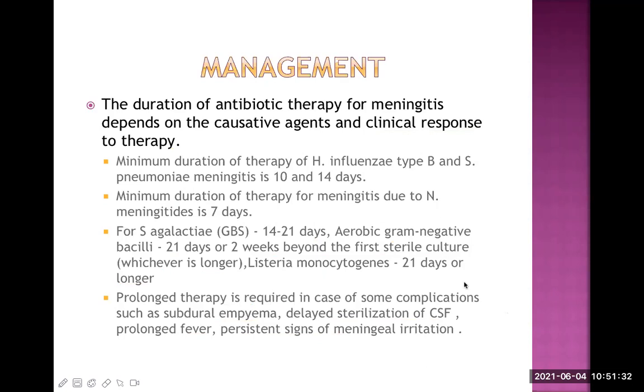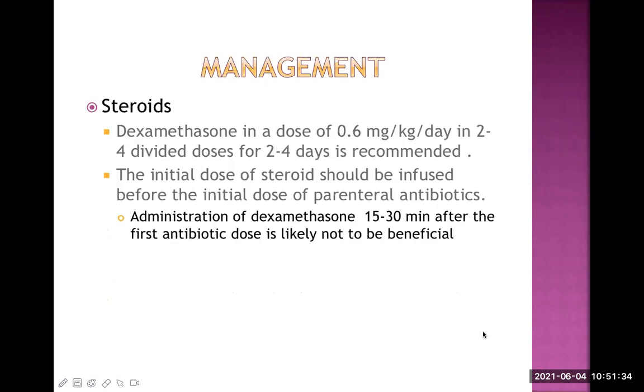Let's move on. Now, what is the role of corticosteroid? Another important point we need to discuss: why corticosteroids are used in the treatment of meningitis. Dexamethasone in a dose of 0.6 milligram per kg per day in 2 to 4 divided doses is given for 2 to 4 days in case of bacterial meningitis.